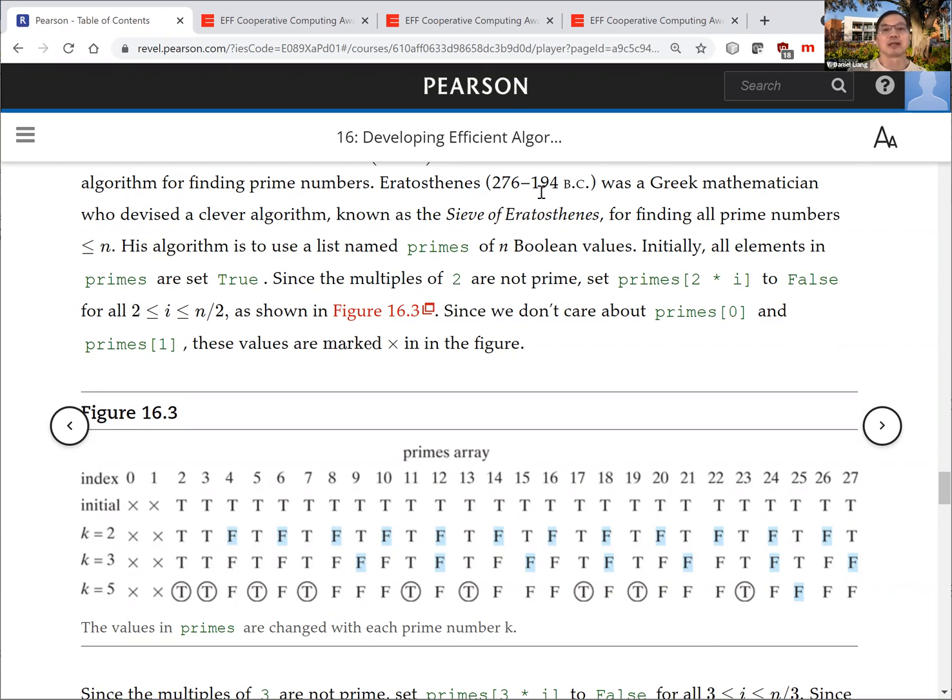When you set the primes to false for 2, you go with the index: 2 times 2 is false, and 2 times 3, 2 times 4, and 2 times 5. That's how you set the array primes to false.